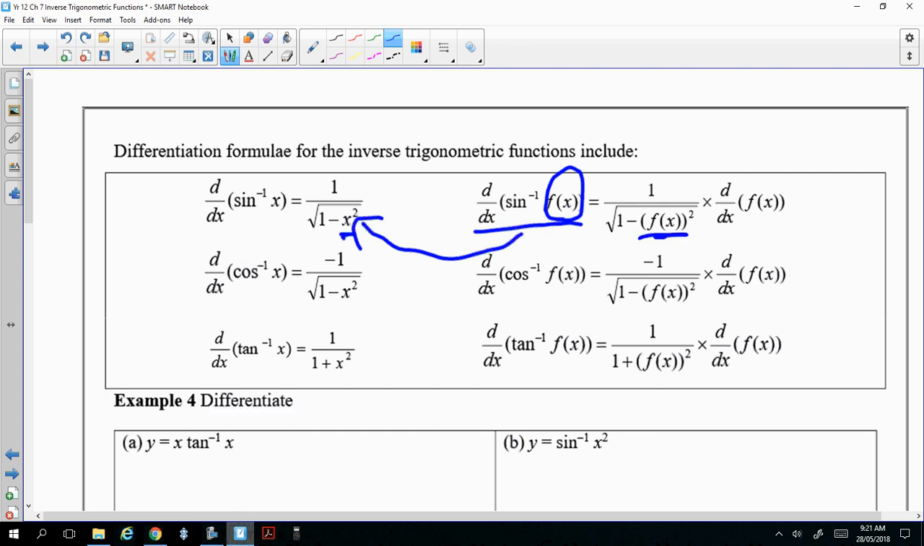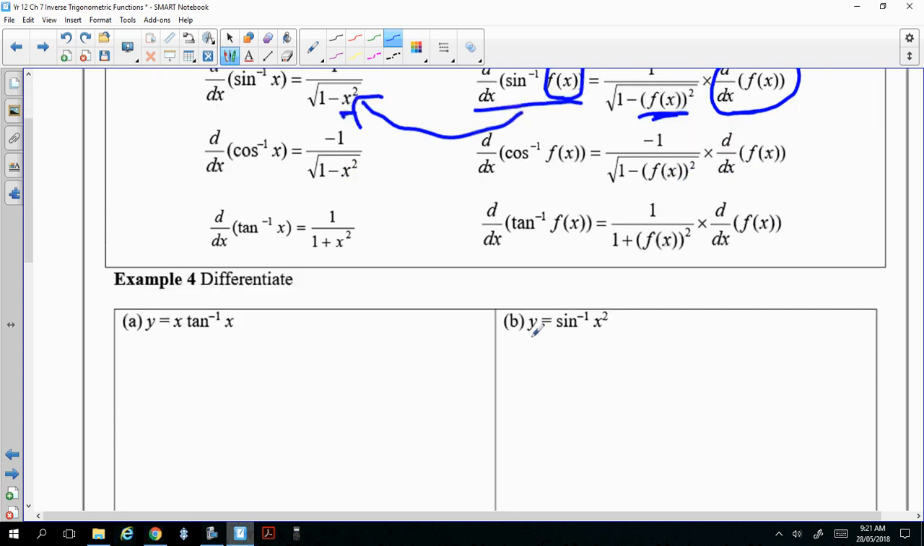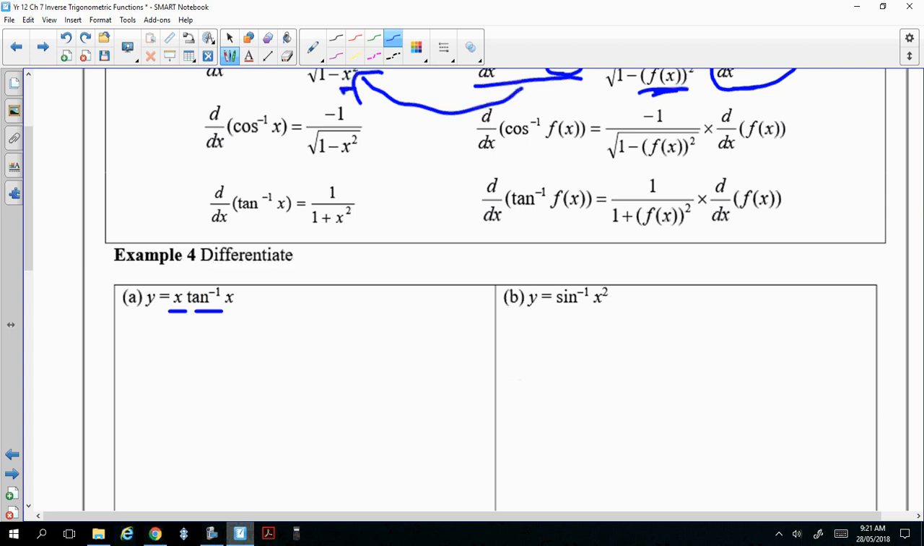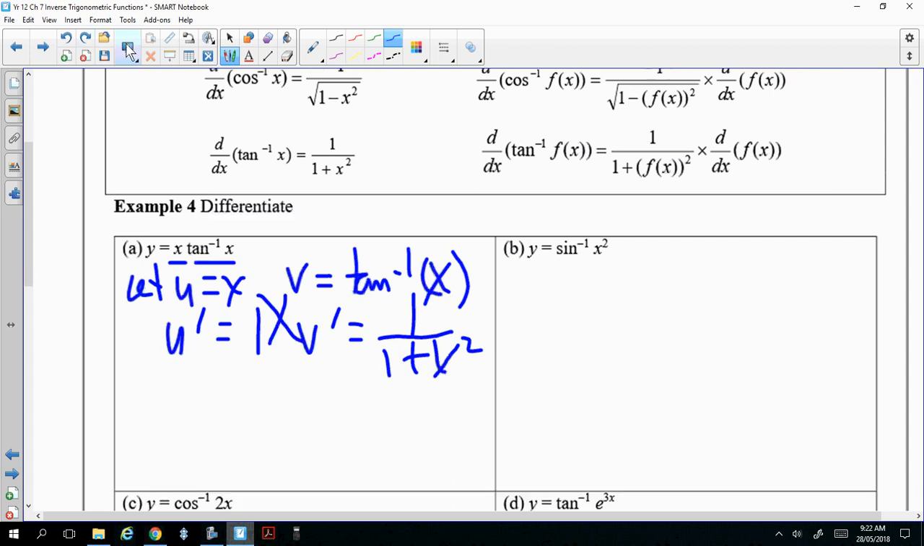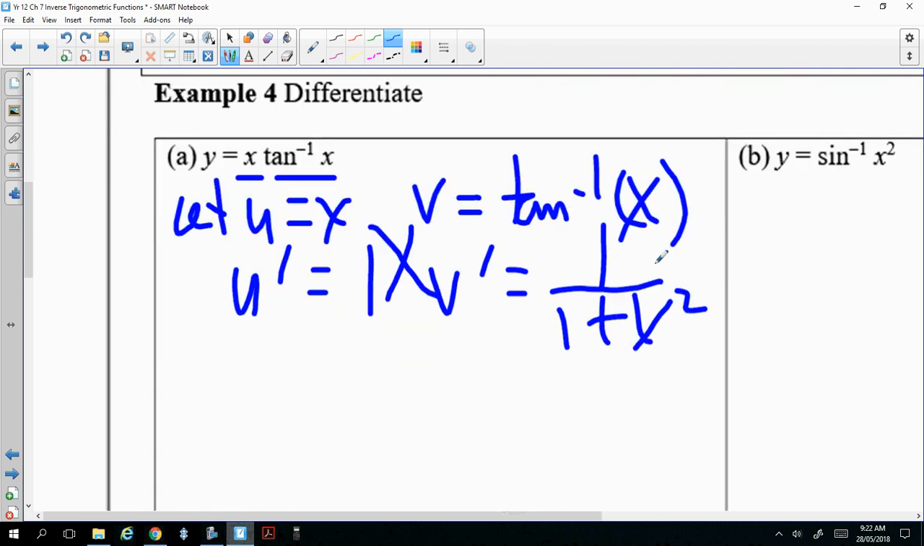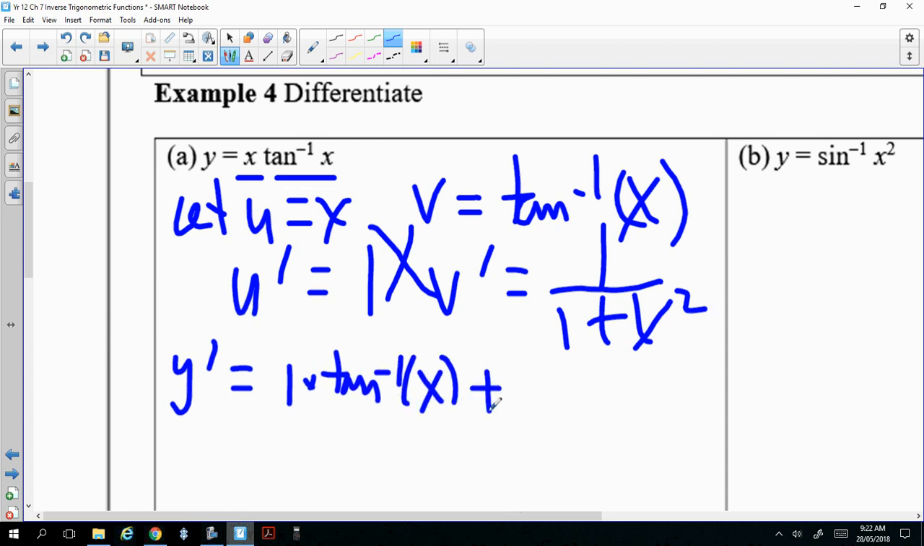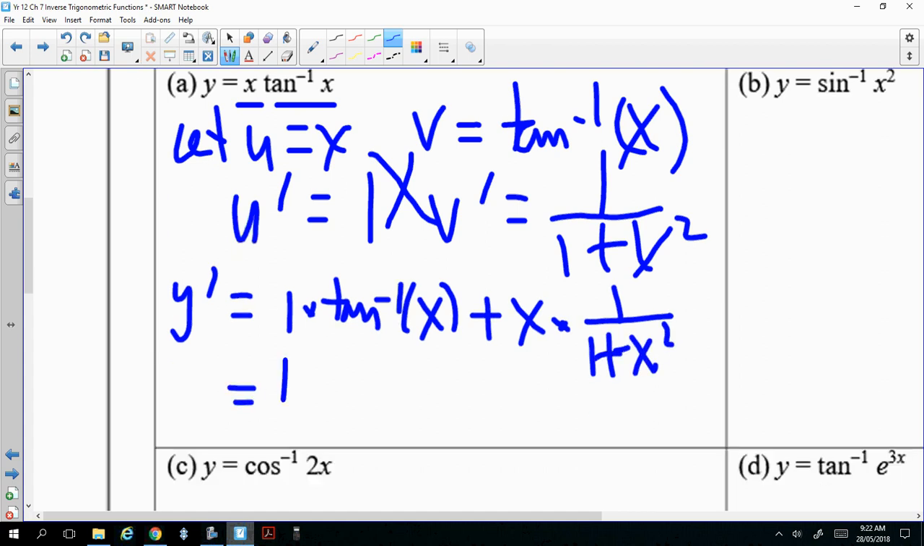So differentiate, the first one you have to use the product rule. So you're going to let u equal x and v equal tan inverse of x, like that. And then u dash equals 1, v dash equals 1 over 1 plus x squared, the formula we just derived. And then you just cross multiply. So you get y dash is u dash v, which is 1 times tan inverse of x, plus x times 1 over 1 plus x squared. And then you get tan inverse of x plus x over 1 plus x squared. That's your final answer. All right.